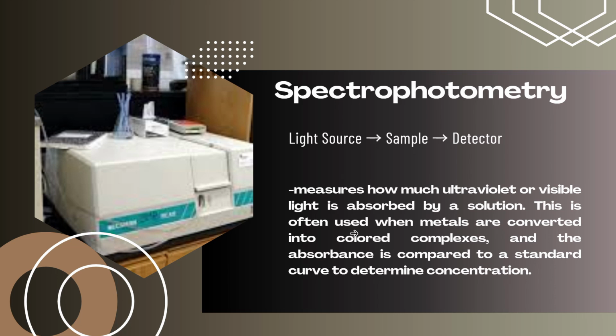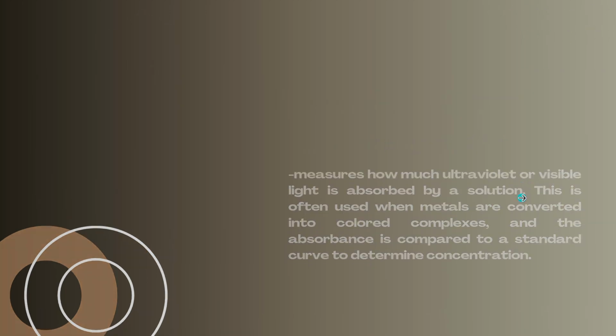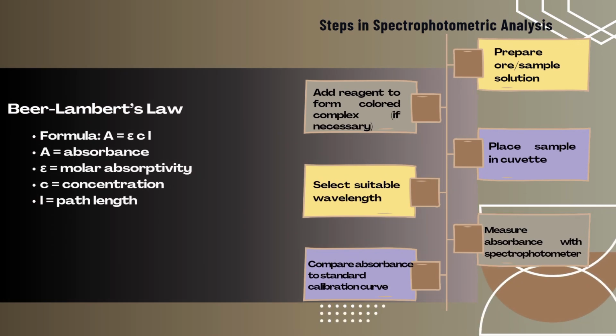The principle of spectrophotometry is based on the measurement of the light absorbed by a solution. When light of a specific wavelength is passed through a colored solution, part of it is absorbed by the analyte. The more concentrated the solution, the greater the light absorbed. This method follows Beer-Lambert's law, which states that absorbance is directly proportional to the concentration of the analyte and the path length of light through the solution.